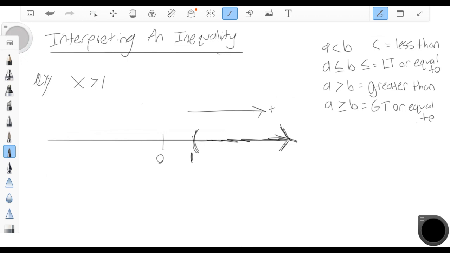So remember that the brackets are synonymous with the less than and greater than symbols, and the parentheses are synonymous with the less than and greater than symbols that do not include the equal signs. And so this is how you represent an inequality using the real number line that we had in the previous example video.